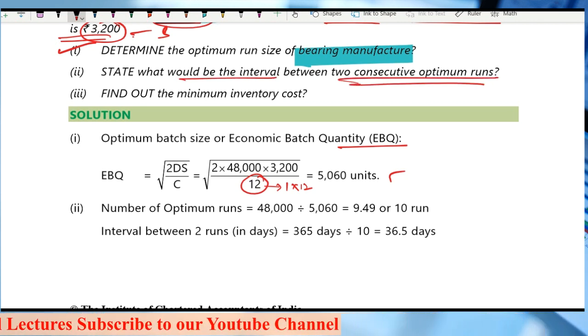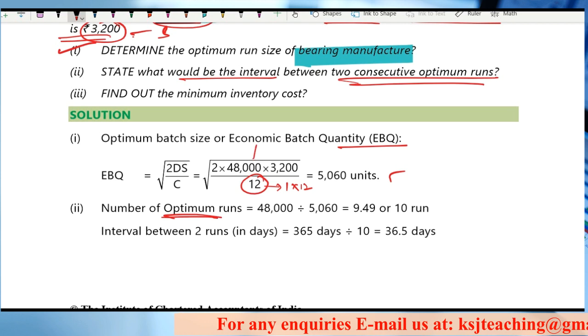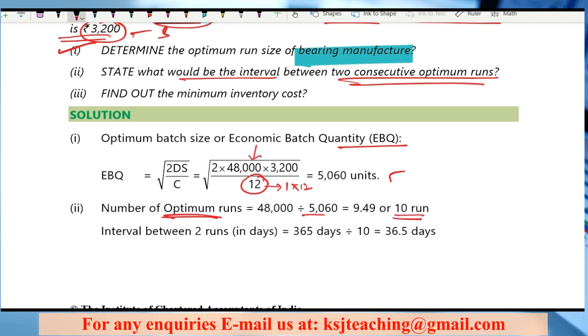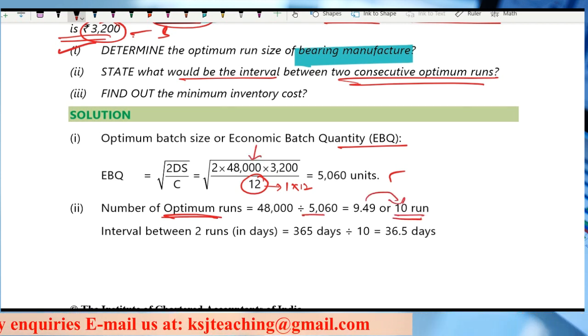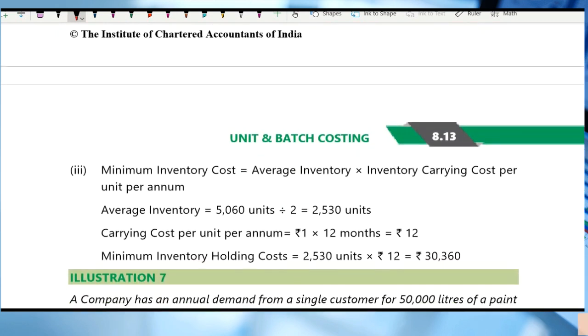Second part, state what should be the interval between the two consecutive optimum runs. We have already studied in the economic order quantity the interval between the two orders, right? So for that, first we have to calculate the number of optimum runs. That is annual demand divided by EBQ, right? You have to round it off to the next number. Then the interval is 365 days divided by the number of optimum runs, 36.5 days between the two runs, right?